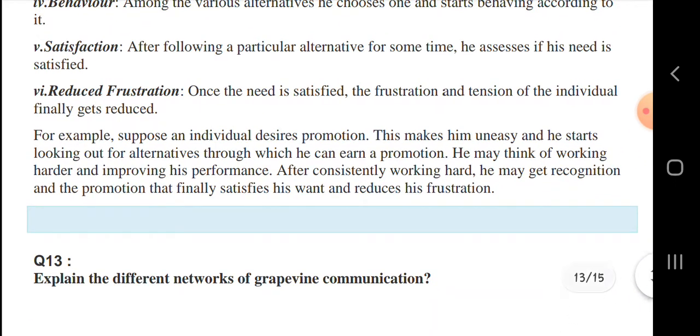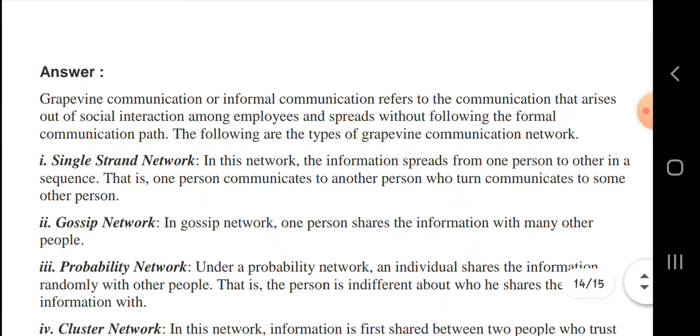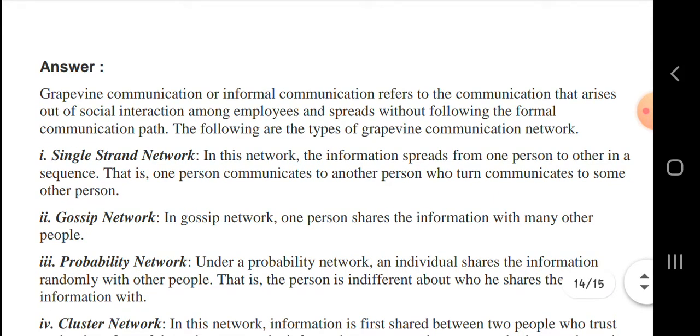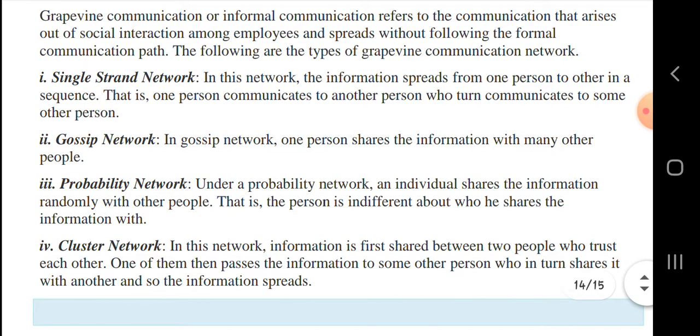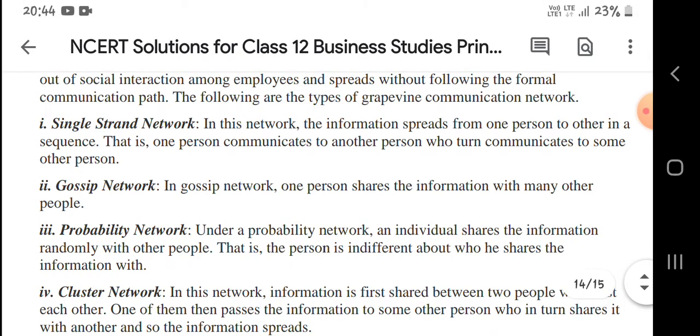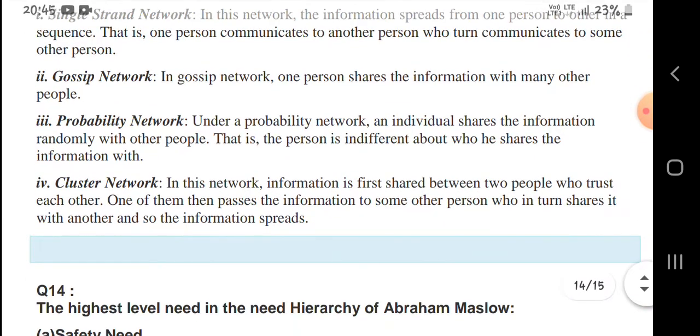Next, let us know about the different networks of grapevine communication. The different networks are: single strand network, in which the information spreads from one person to another in a sequence. And gossip network, in which one person shares the information with many other people. And probability network, under which an individual shares the information randomly with other people. And cluster network, in which information is first shared between two people who trust each other.